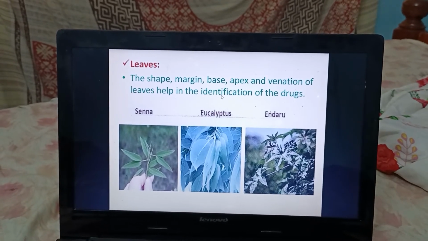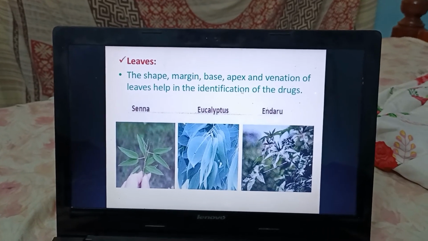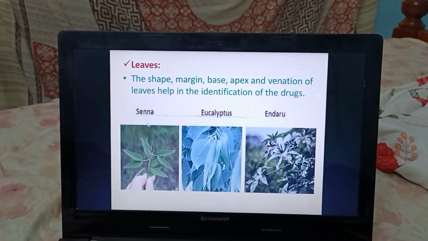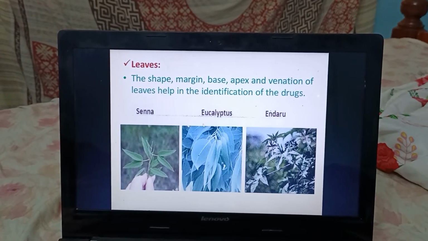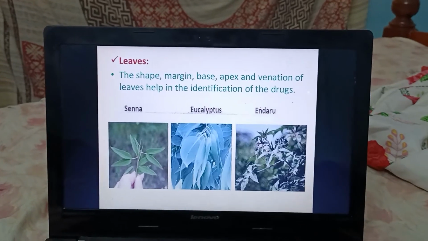As I told you in the previous slide, identification is morphological and gross morphological. So this is the morphological identification. This is the senna plant leaf. This is a eucalyptus leaf. This is an endaro leaf.